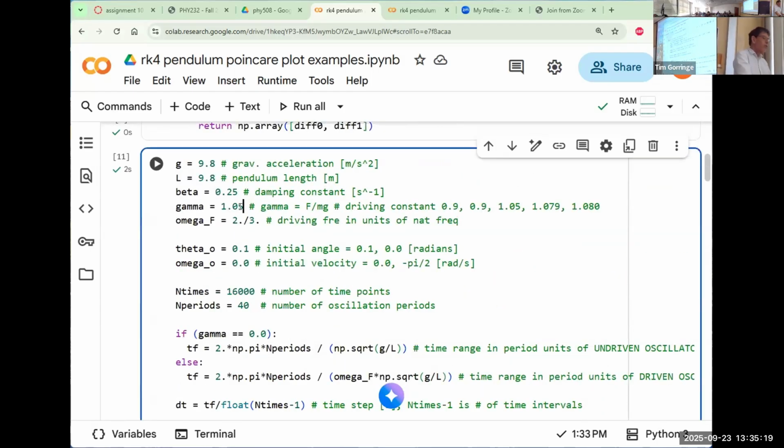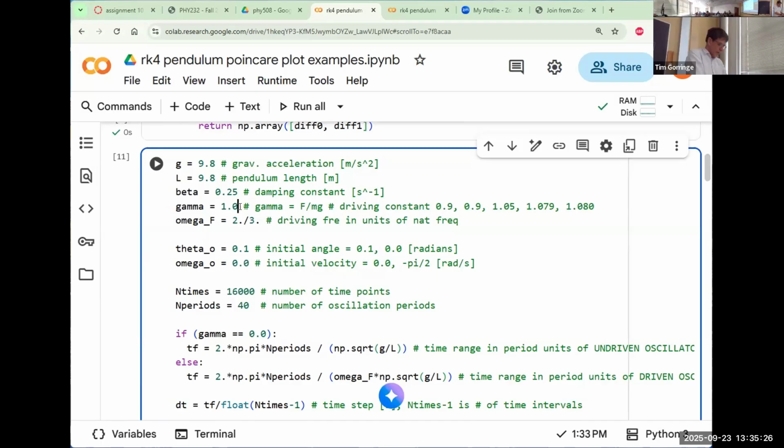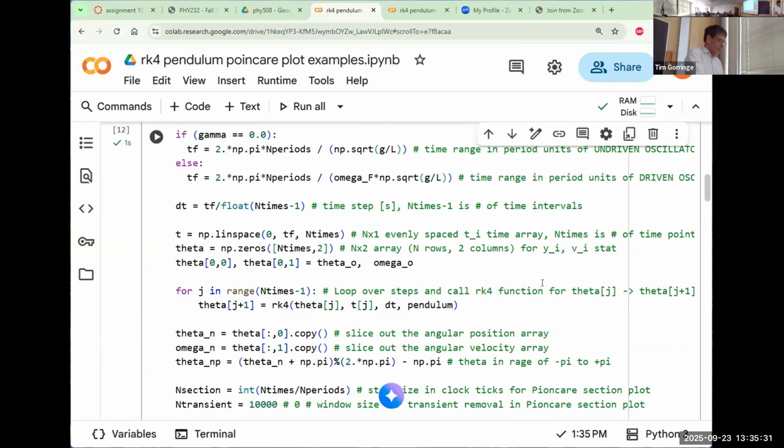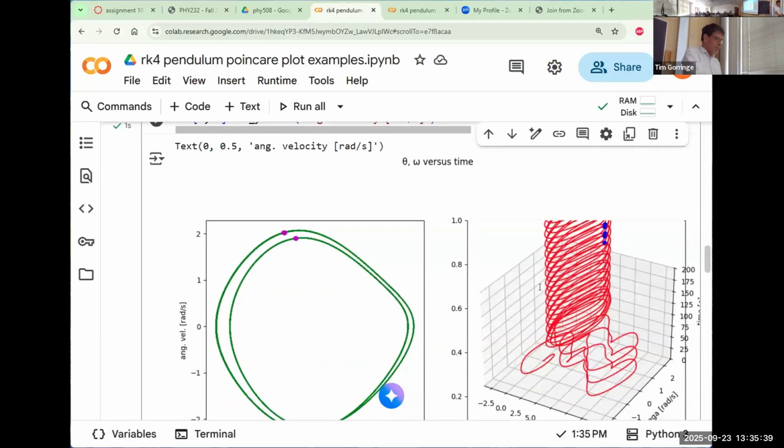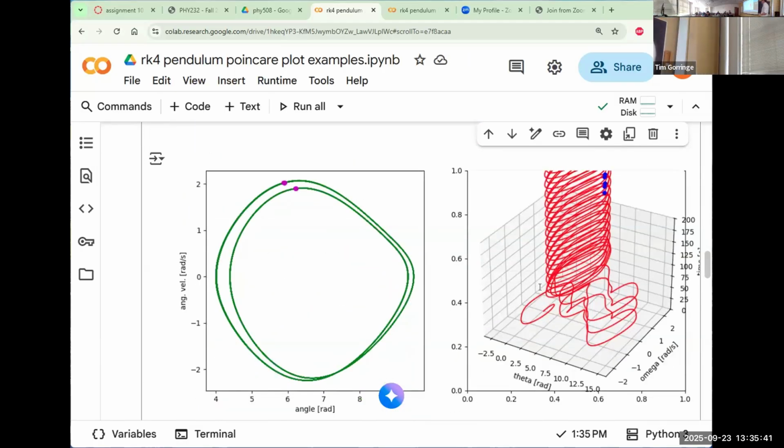Let's go to, this was 1.05, so just fractionally above the gravitational force. I'm going to go to a couple of special cases now that hopefully work. So this is 1.079. So I've incremented the driving constant by a few percent. This is an interesting one. This is period doubling for the pendulum. We saw period doubling for rabbit populations. This is period doubling for the pendulum.